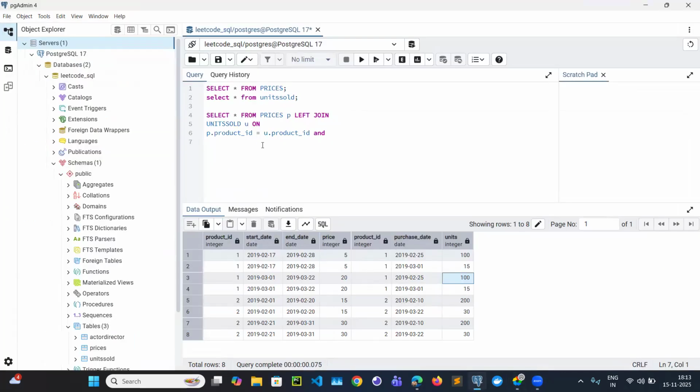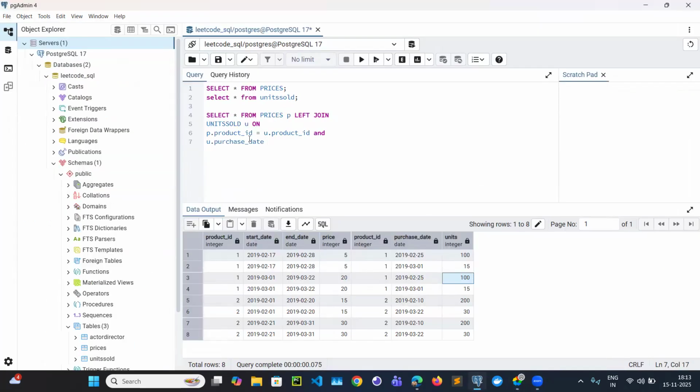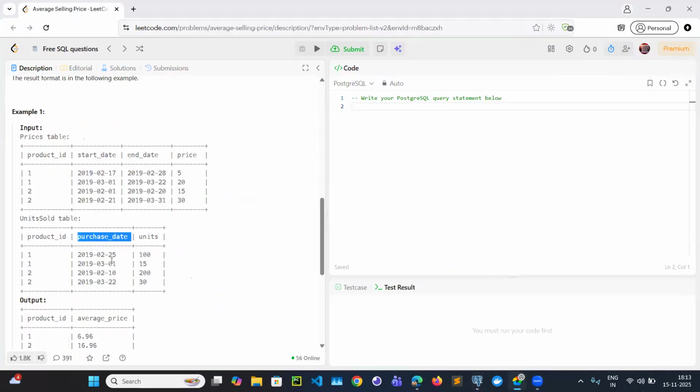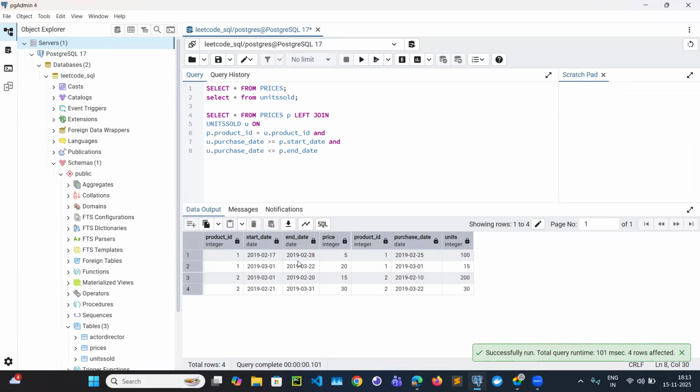So basically u dot purchase date can be greater than or equal to P dot start date, because this is inclusive. So this date should lie within this range, right? So P dot start date, and u dot purchase date should be less than or equal to P dot end date. And now let's run that. Now when we run that, we get the correct join.